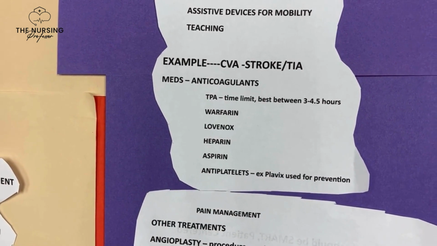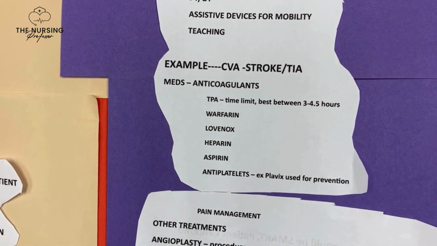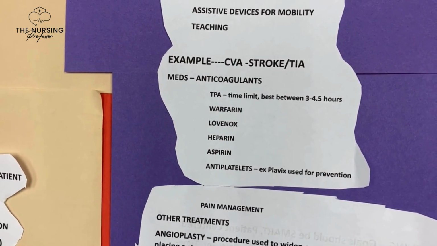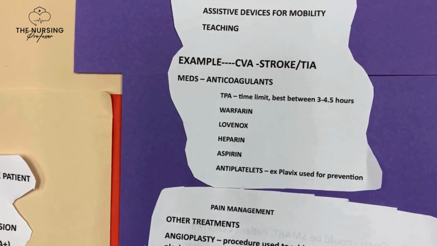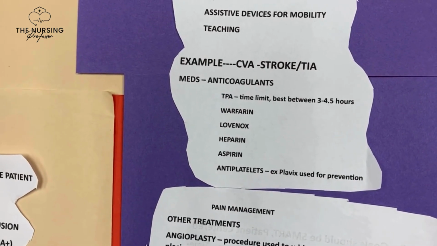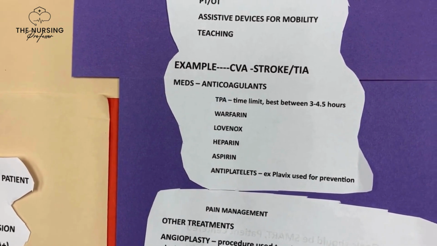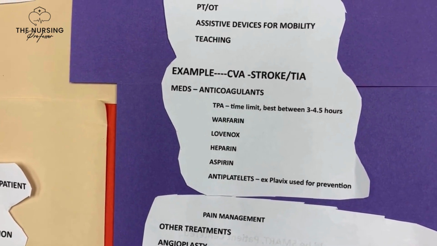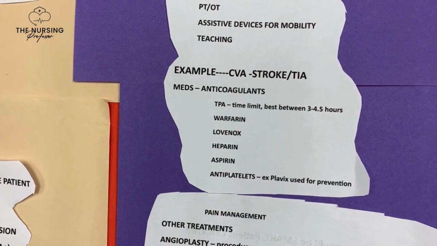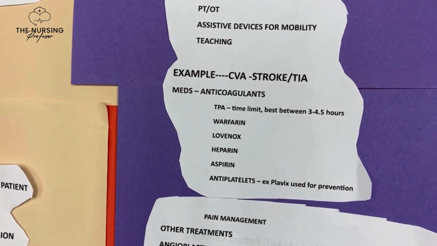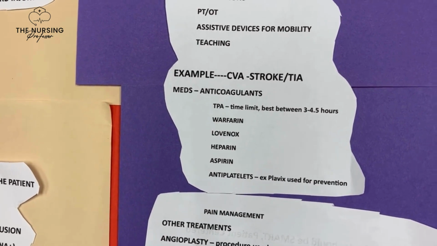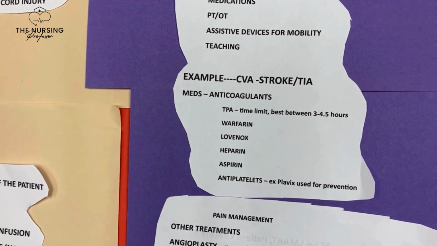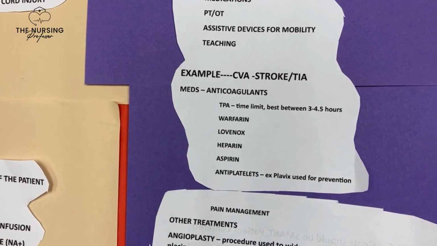Another medication could be warfarin, Lovenox, heparin, aspirin, antiplatelets. Remember that antiplatelets work a little bit different than anticoagulants. An example of an antiplatelet is Plavix, and it's used for prevention. So your patient may be prescribed Plavix in order to prevent further strokes. Okay, so it is not an anticoagulant, and that difference should definitely be noted.